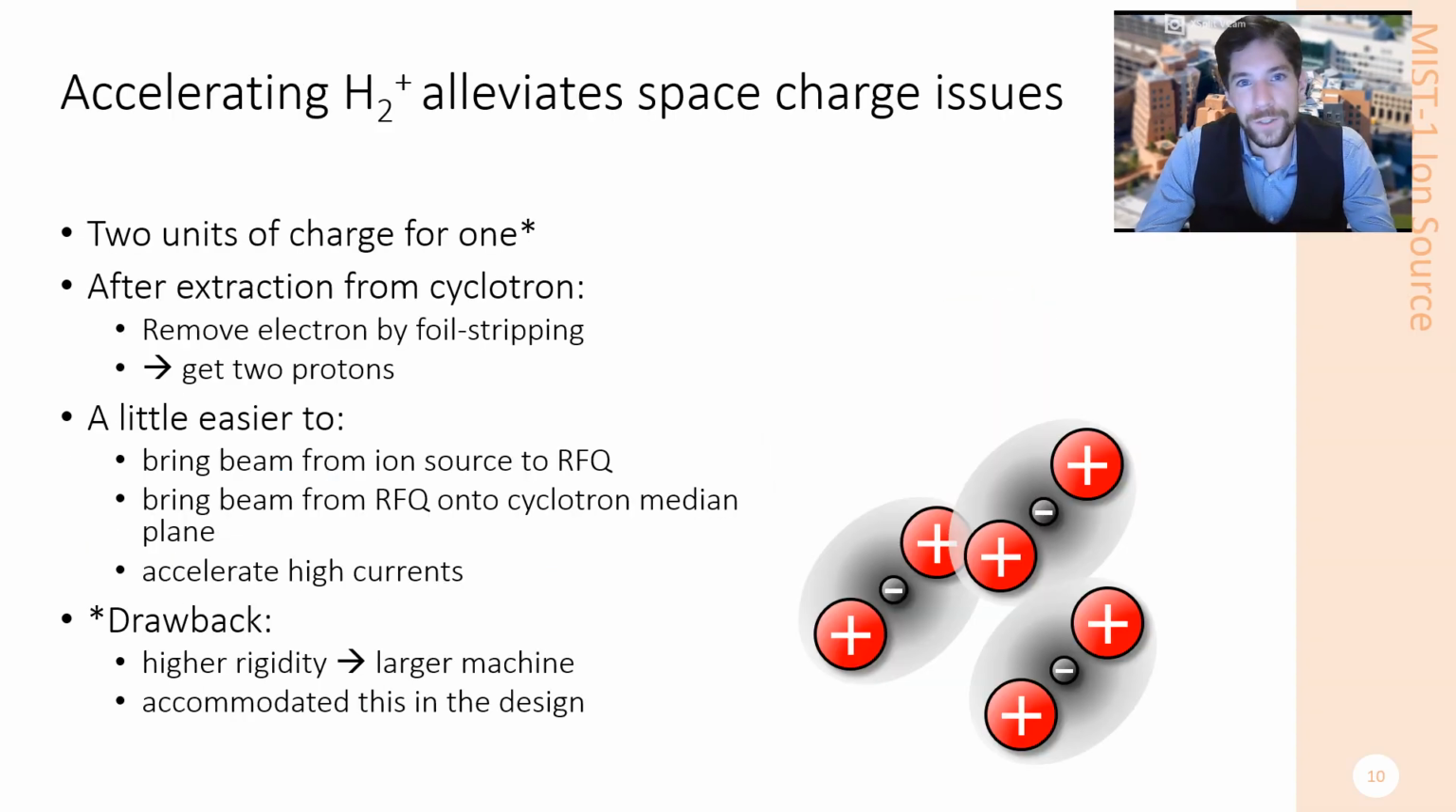We accelerate H2 plus instead of protons. This helps alleviate space charge issues. In a way, you can think of it as accelerating 2 units of charge for the price of 1 and stripping away the electron later to get the protons back. The drawback, of course, is that the H2 plus ion is heavier than a proton, and so the rigidity is higher. We need a larger magnet, and we have to accommodate this in the design, which we have. And we have found that overall there's a net benefit of using H2 plus in our machine.